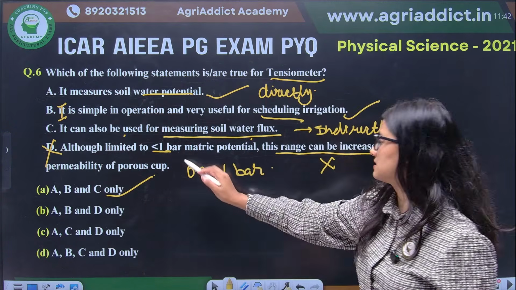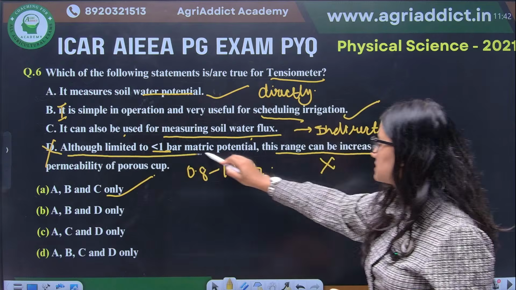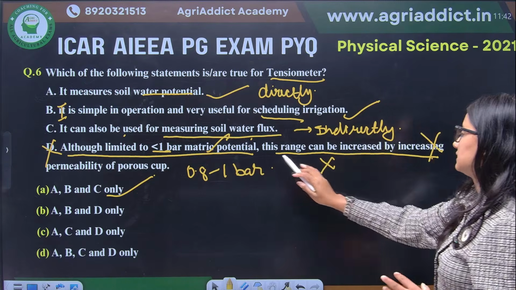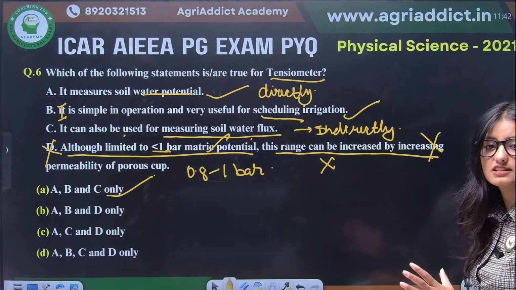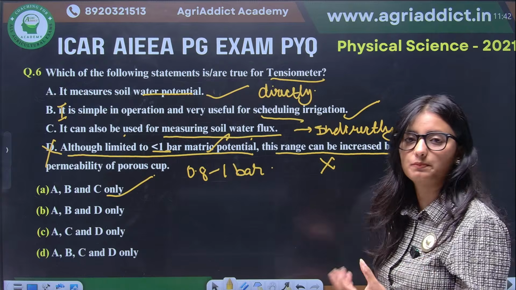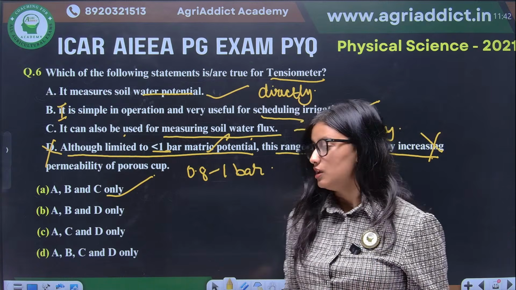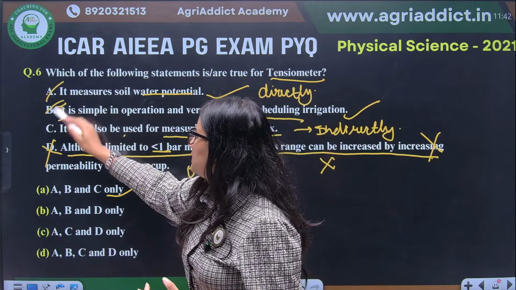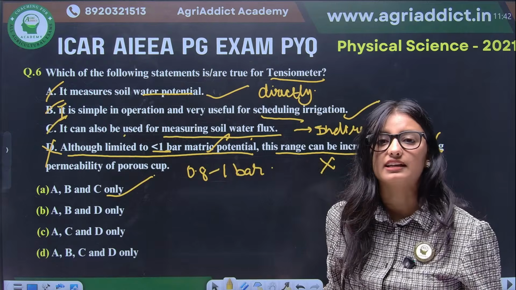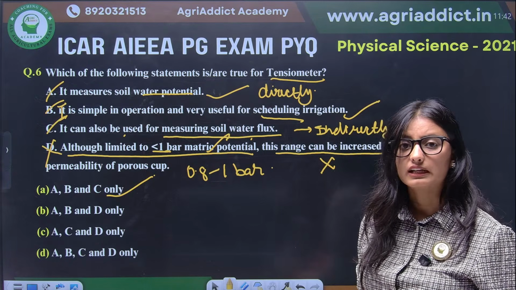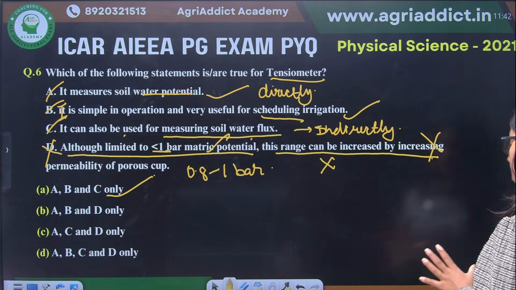Okay, this is correct. Yes. But this part, that this range cannot be increased or its permeability cannot be increased, is wrong. So, only A, B, C are correct and D is incorrect. Is it clear? Okay, so let's move to the next one.